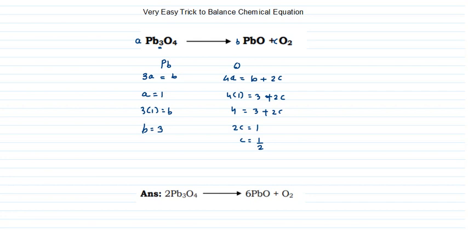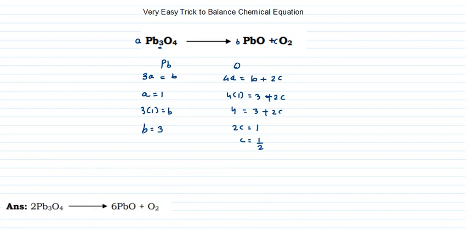Now take this equation and write it down whole. A is 1, B is 3, C is 1 upon 2. So A is 1, you just write down 1 Pb3O4 gives you, B is 3, 3 PbO plus C is 1 upon 2 O2.